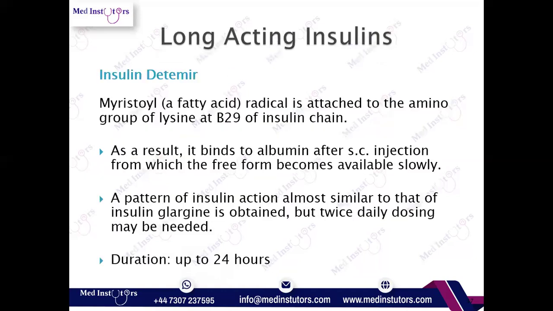Detemir has a myristoyl fatty acid radical attached to the amino acid lysine at B29 of our classical insulin chain. As a result, it binds to albumin after subcutaneous injection, from which the free form becomes available slowly. So it makes detemir a long-acting insulin. A pattern of insulin action almost similar to that of glargine is obtained, but twice daily dosing may be needed in case of detemir. Duration can last up to 24 hours. So myristoyl, a fatty acid radical, is attached to the amino group of lysine. So we have glargine, detemir, and extended insulin zinc suspension, or ultra lente, as examples of long-acting insulins.